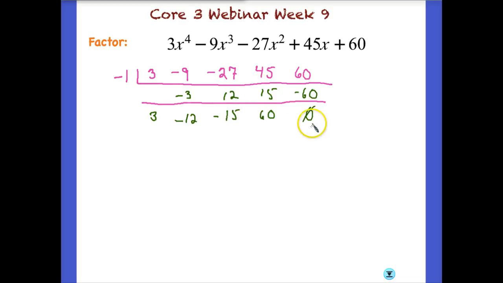I should get 0. If I don't get 0, then I know, Unique, I love that method too. Isn't it awesome? It's so fast. But yeah, if I don't get 0, then this 1 was not a root, right? It was not a factor. But I did get 0, so it's good.